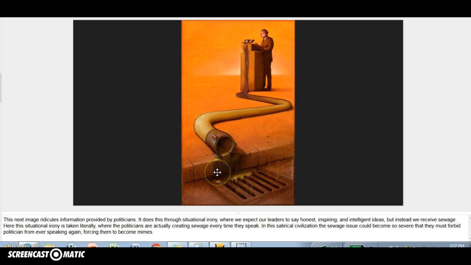So here, the situational irony is taken literally, where politicians are actually producing sewage as they speak. In this satirical story, you could present this issue and then elaborate upon how it becomes such a severe issue, where there's so much sewage that they have nothing to do with, that they must forbid politicians from speaking, and they all must become mimes and communicate their ideas through hand signals and drawings.